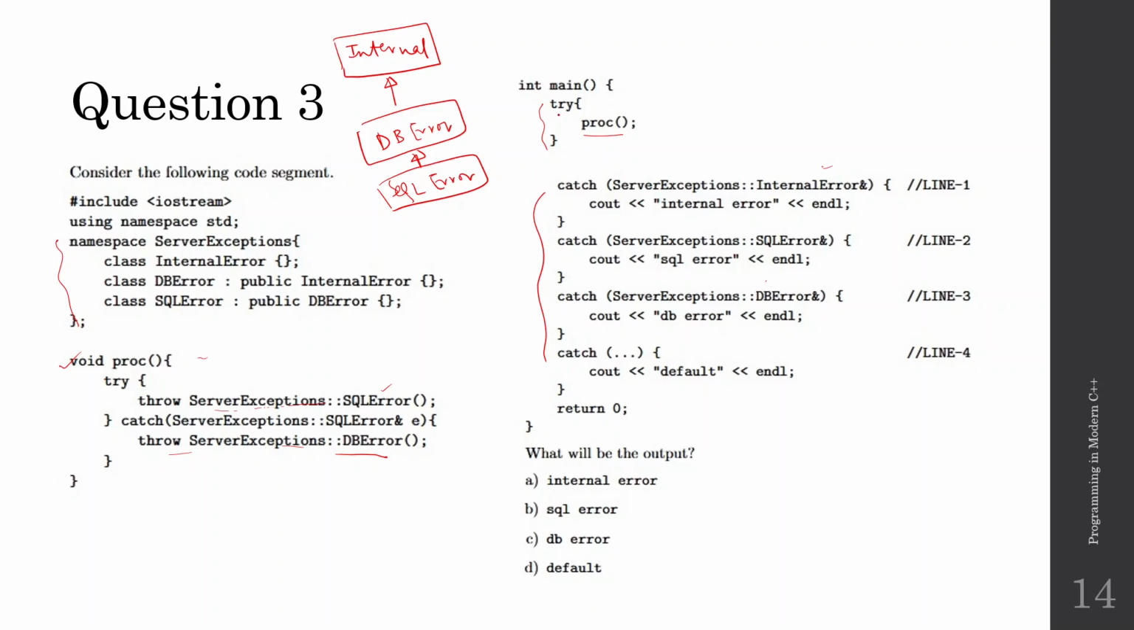So first we go to the main function. Then in the try block, it's calling proc. Now coming to the proc function, it also has a try block which throws a server exceptions SQL error, and then in the catch block also we have server exceptions SQL error. So this object will be caught by the catch block. Now the catch block itself throws a DB error. So now this function is finished.